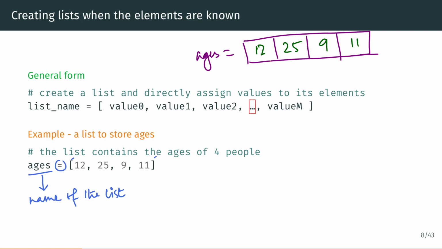And each of these elements would have a unique index. So the index of the first element would be 0, the second one would be 1, 2 and 3. So if I ask you what is the age of the last person, you know that the last person has a unique index 3, so your answer would be ages 3. If I ask you what is the age of the second person, you will say the second person has a unique index 1, so the age of the second person would be ages 1.